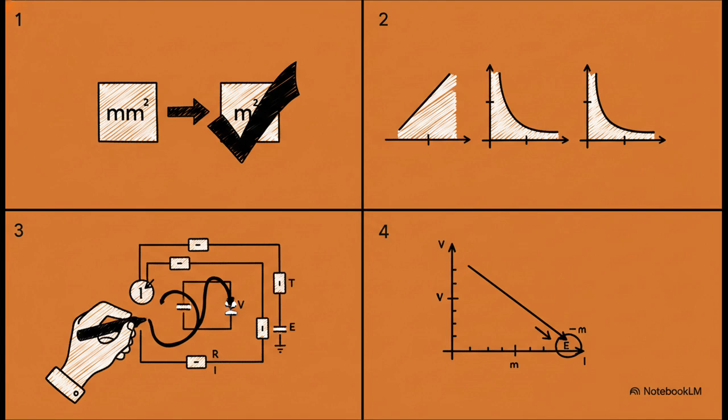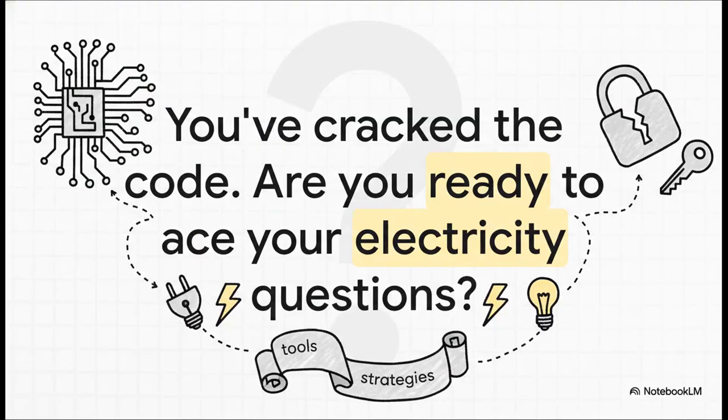2. Don't just memorize the IV graphs. Understand the why behind their shapes. 3. The second a circuit looks complex, immediately switch to your Kirchhoff's laws strategy. And 4. Always remember that batteries aren't perfect and be ready to explain and calculate the effect of that internal resistance. You now have the tools and you have the strategies. You know the concepts, you know where the common traps are hiding, and you have a plan of attack for any question they can possibly throw at you. The code is cracked. The only question left is, are you ready to put it into practice?